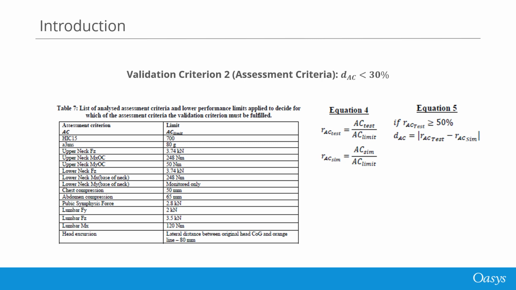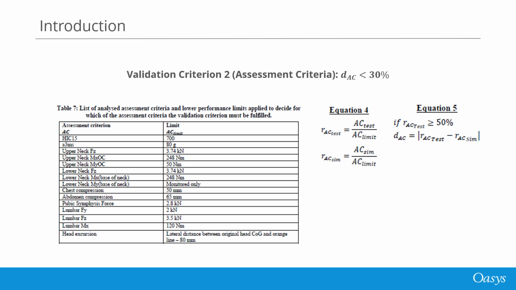Validation Criterion 2 involves the calculation of two ratios, RSE test and RSE sim. Each one is the ratio between the given injury metric and its limit as specified in Table 7 of the protocol. For each injury metric, the difference between simulation and test ratios, DAC, is then calculated. To pass validation criterion 2, all the differences must be less than 30%.